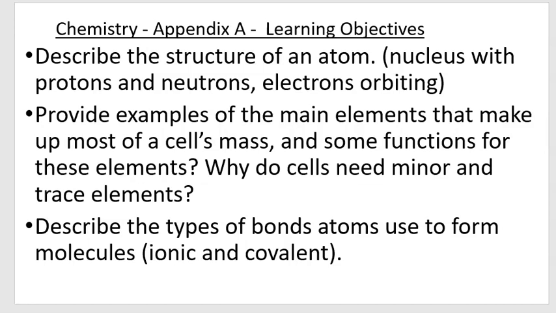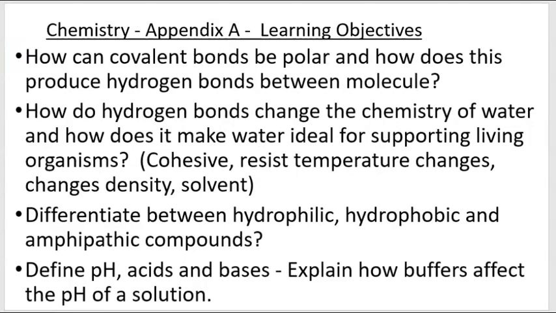Make sure that you can describe the different types of bonds that atoms are going to use to form these molecules, and I gave you the two examples of covalent and also ionic bonds. Likewise, be able to describe how covalent bonds can be polar and how this produces hydrogen bonds between the molecules that are out there. And the stuff I went into about hydrogen bonds, that's a really important thing when you look at life, because life evolved in water and it still has a bunch of water in it.